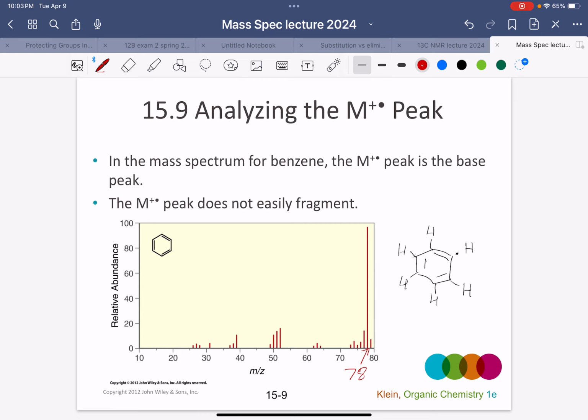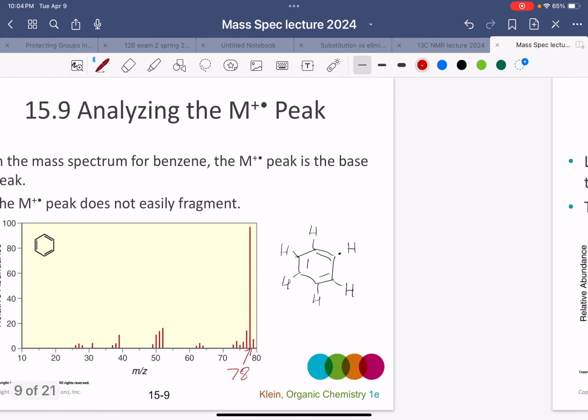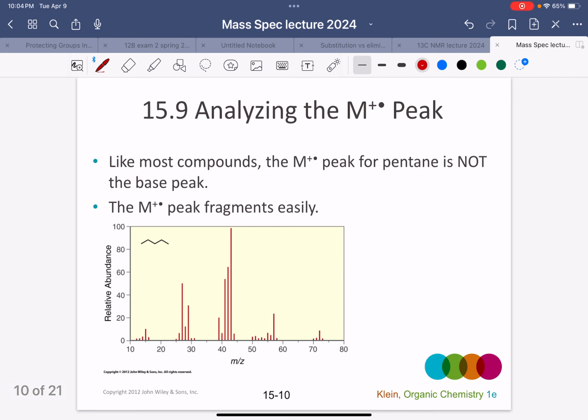And that is the molar mass of benzene if all you have is carbon-12. This is 78. So carbon-12 and then protons. All right. Other compounds, like for example, pentane, we won't have the M plus peak being the base peak. And we can see that here.